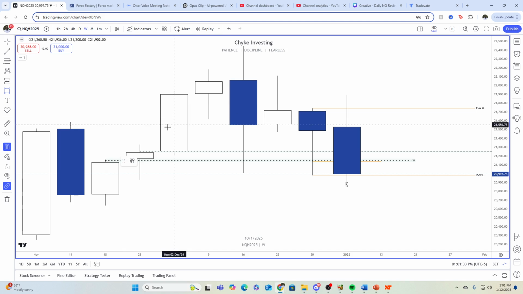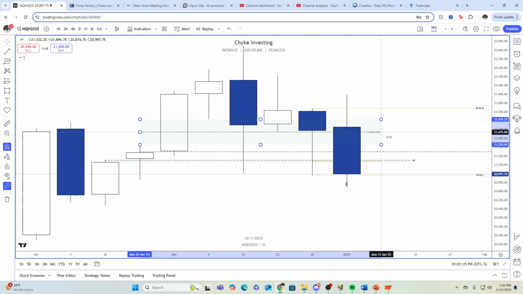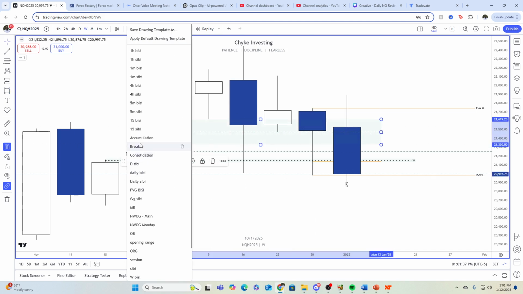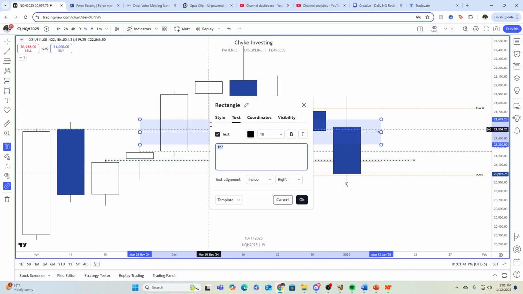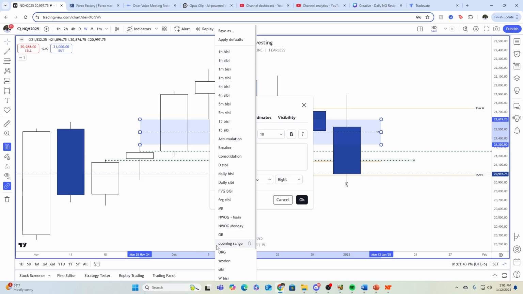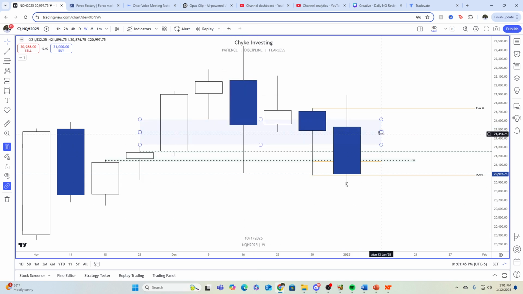In the previous weeks, I was mentioning how we were stuck inside this weekly FVG BISI. Let's actually put this on the weekly here. BISI, buy side imbalance, sell side inefficiency, fair value gap. Look at this fair value gap: the gap between this candle's high and this candle's low. It's just the body of this candle. That is one of ICT's, I believe 83 or 84, PD arrays.